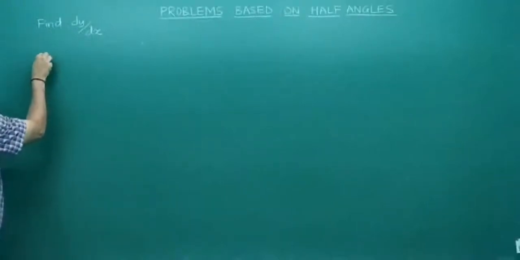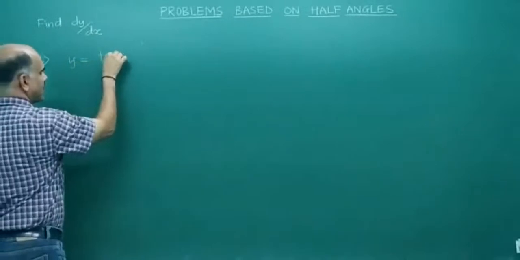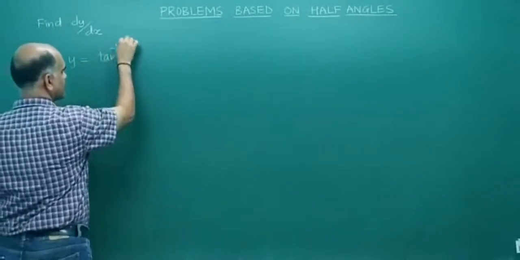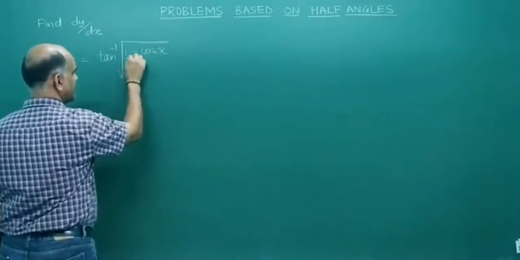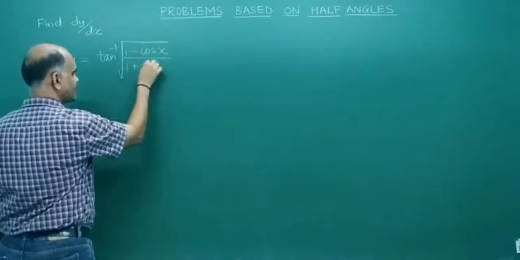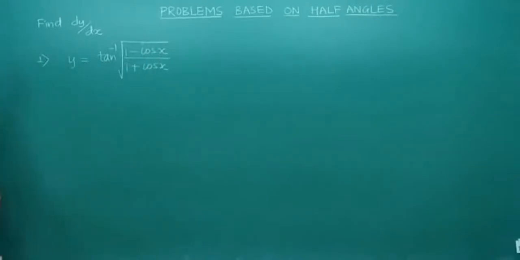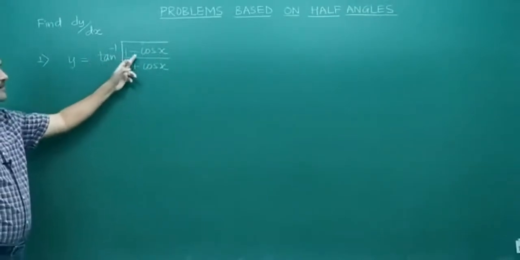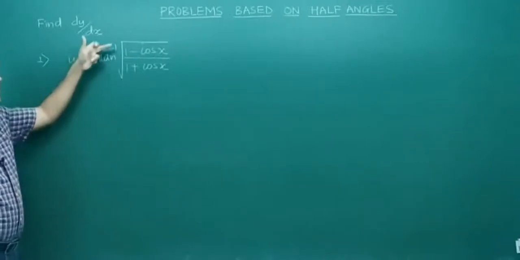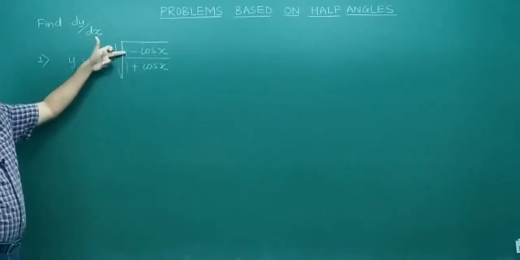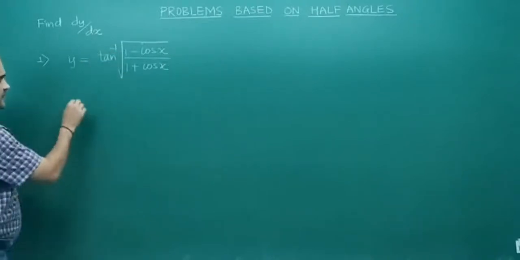So first one, y is equal to tan inverse root of 1 minus cos x by 1 plus cos x. Here you are required to apply half angle formula, simplify and then differentiate.